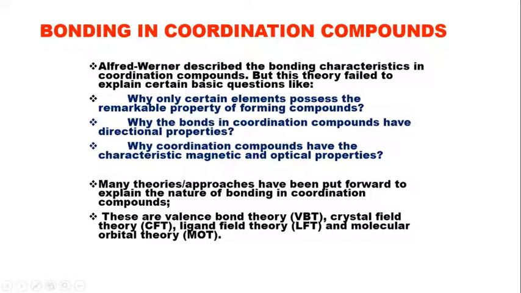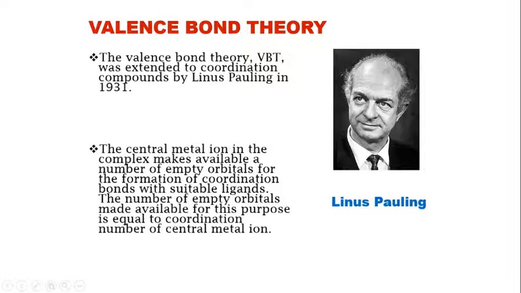So many theories or approaches have been put forward to explain the bonding nature in coordination compounds. These theories, for example, are valence bond theory, VBT, crystal field theory, CFT, ligand field theory, LFT, and molecular orbital theory, MOT. In this lecture, we are going to study valence bond theory, or VBT. Valence bond theory was extended to coordination compounds by Linus Pauling in the year 1931. Basically, VBT deals with the central atom in the complex making available a number of empty orbitals for the formation of coordination bonds with suitable ligands.